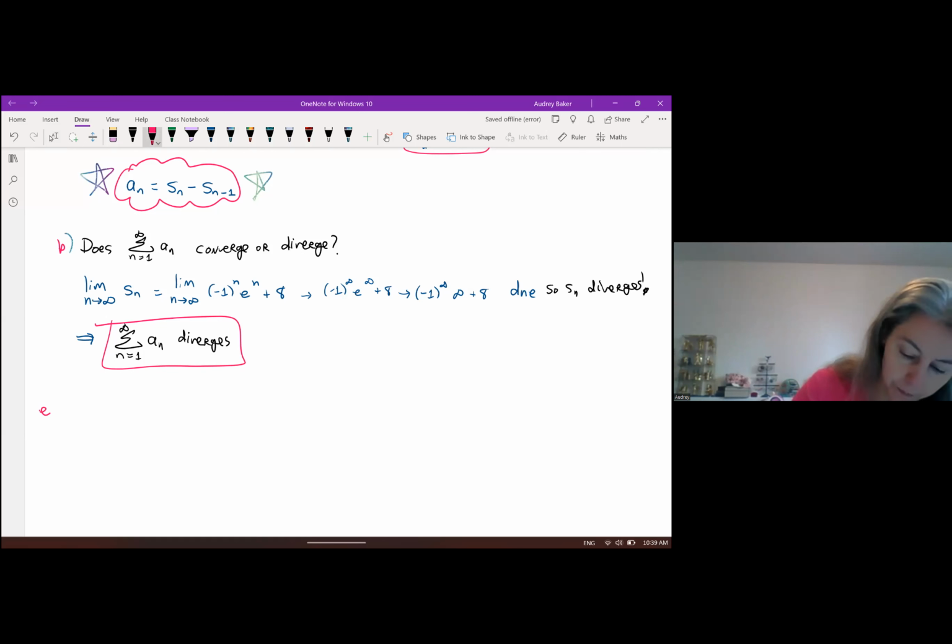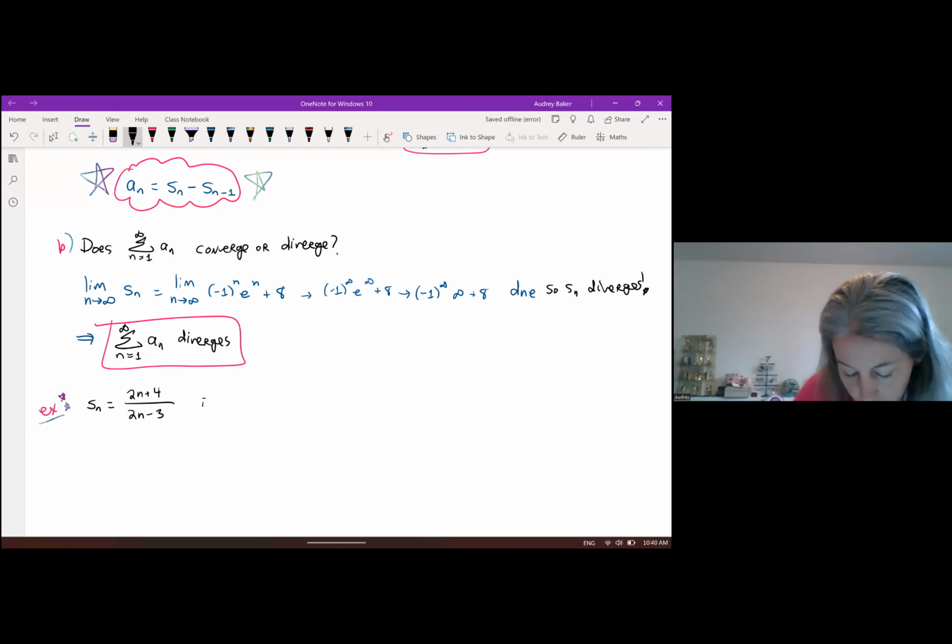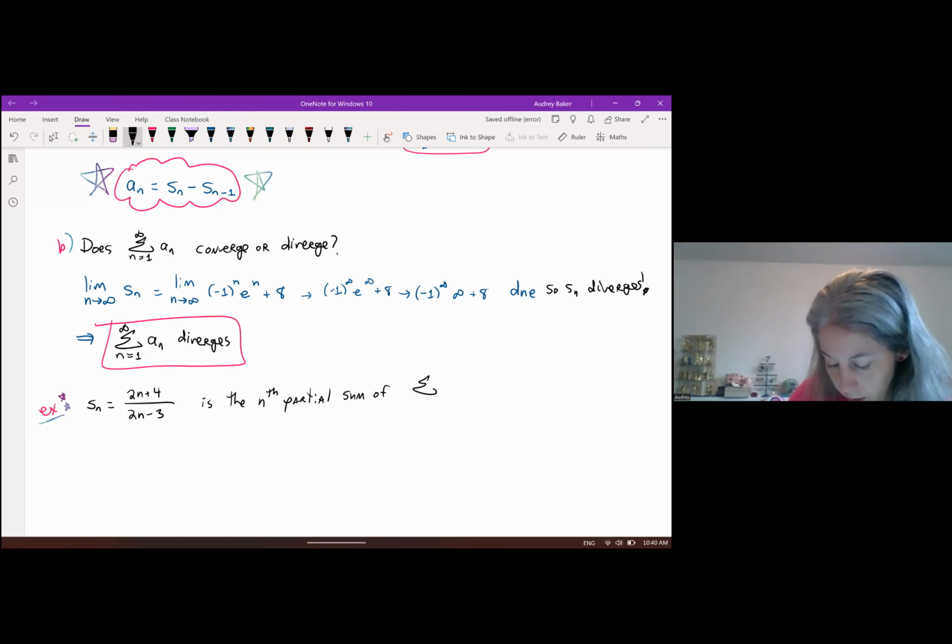Okay, let's just do one more example here. So let's say that S sub n is equal to 2n plus 4 over 2n minus 3 is the sequence of partial sums. So the nth partial sum of the sum from n equals 1 to infinity of a sub n. Here we're going to ask some different questions. The first question is just, does this series converge or diverge?